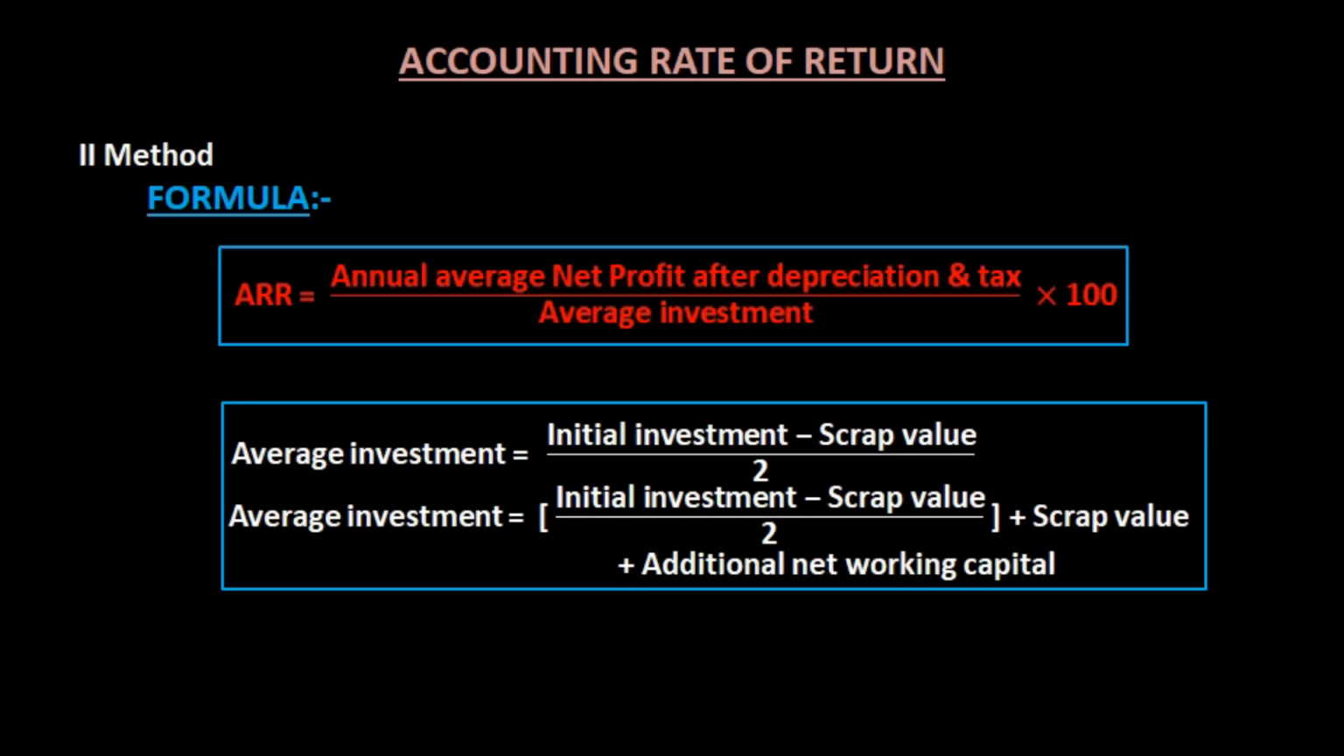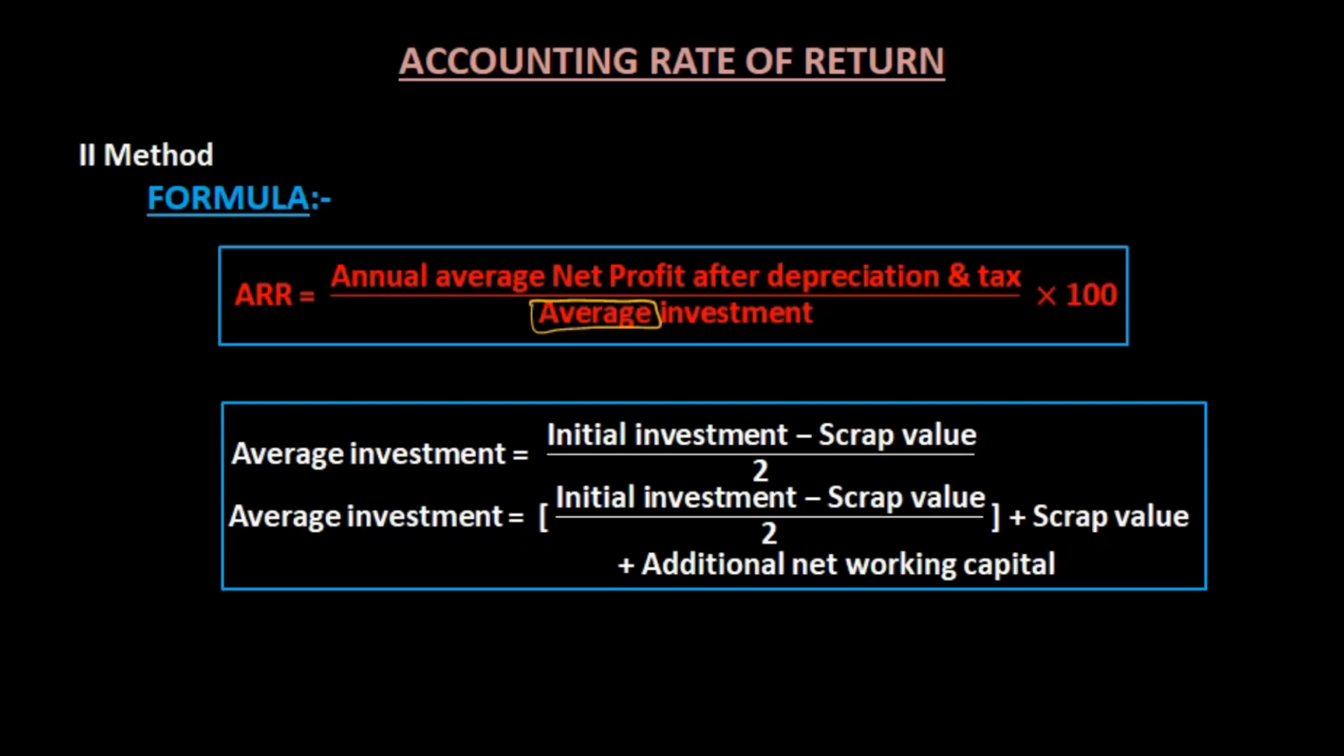For ARR, the formula is annual average net profit after depreciation and tax divided by average investment, into 100. If you remember the first method, only this is the difference here. The rest of the formula is the same. In the first method there was initial investment, and everything else in the numerator was the same, then multiplied by 100. In the second method, it is average investment. There it was initial investment.